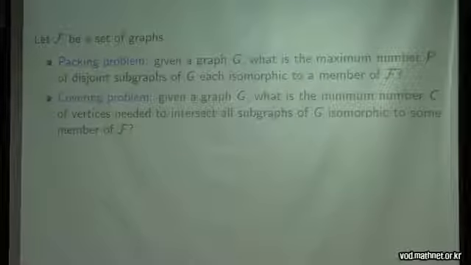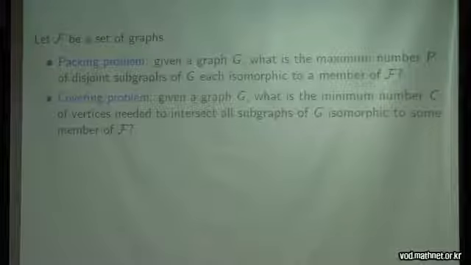First we fix a set of graphs, say F. Then given a graph G, I want to find the maximum number of disjoint subgraphs, each isomorphic to a member of F. And for the covering problem, I want to find the minimum number of vertices that are required to touch all such subgraphs. So if you know combinatorial optimization, these two problems are dual of each other.